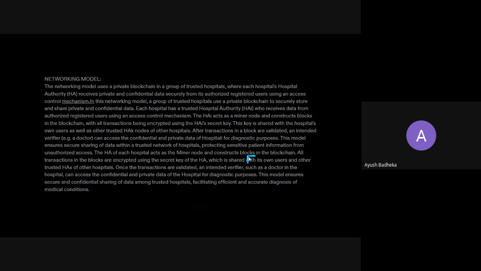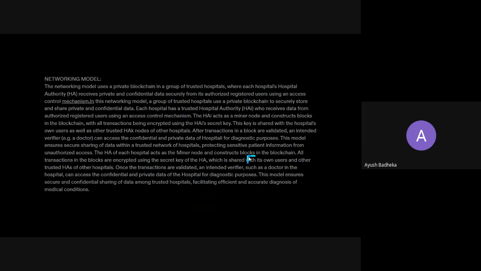It uses a private blockchain in a group of trusted hospitals, where each hospital authority receives private and confidential data securely from its authorized registered users using an access control mechanism. As access control mechanisms are used within any particular private entity or hospital authority, they receive private and confidential data securely. Yes, they do receive data that is private and confidential.